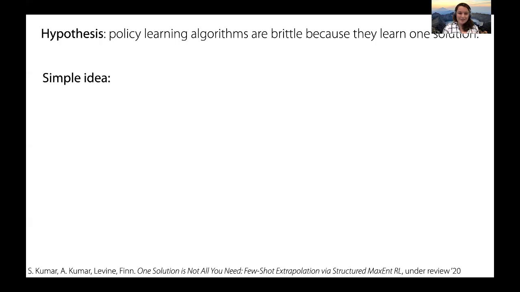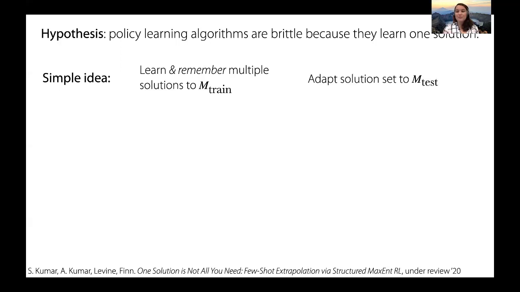And we have this simple idea that instead of learning a single solution, what if we learn and remember multiple solutions to mtrain. We think that if these solutions are sufficiently different, then at test time, you could adapt your solution set and pick the solution that still works on mtest, discarding the solutions that no longer work because of a change in the environment.